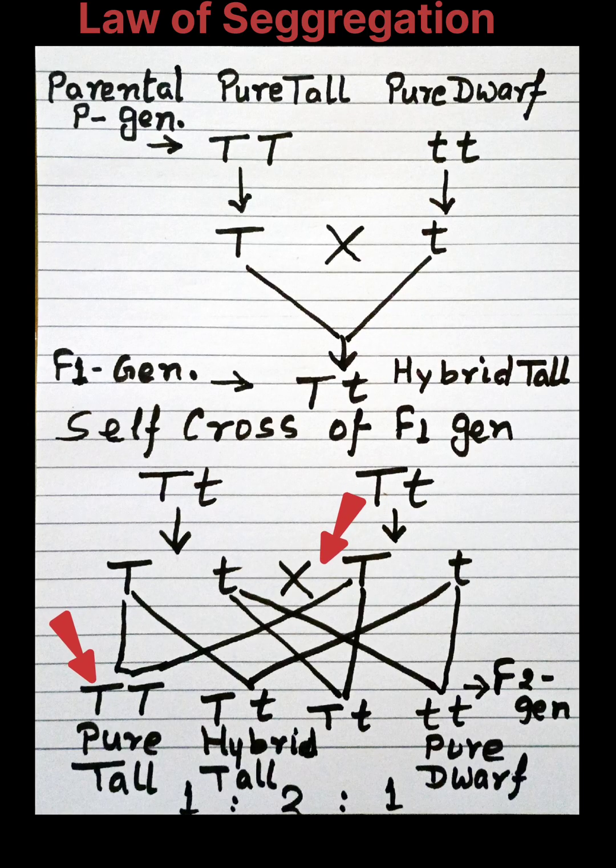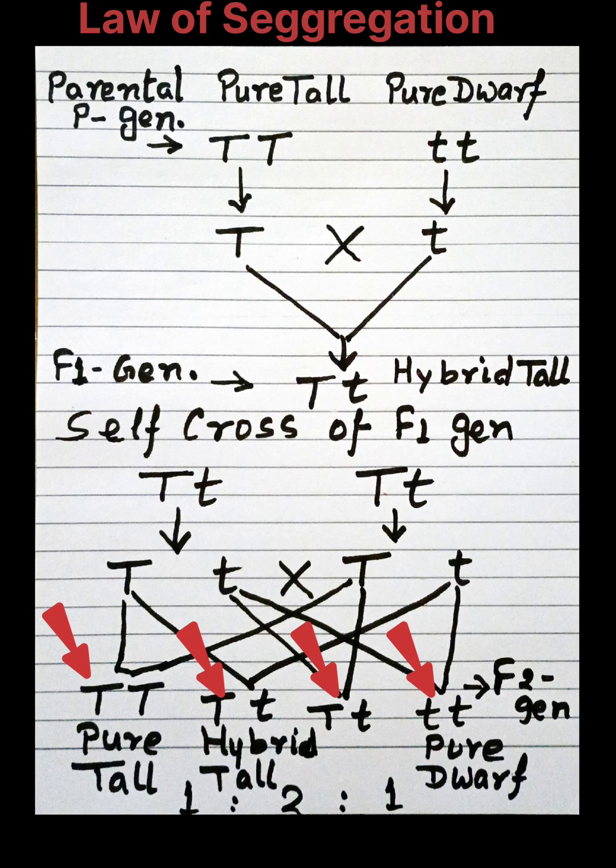Then we can have four different types of gametes which consist of tall and dwarf alleles. These gametes are crossed to each other. We'll find four different types of offspring. One will be the pure tall, two will be the hybrid tall, and one will be the pure dwarf.